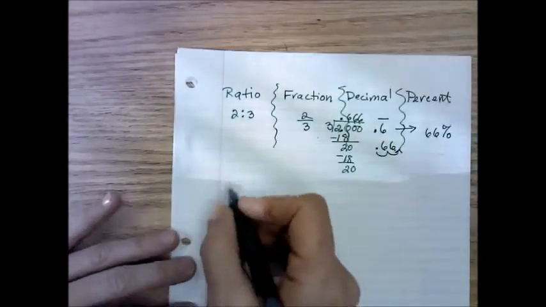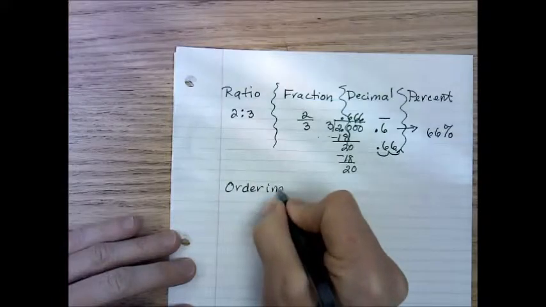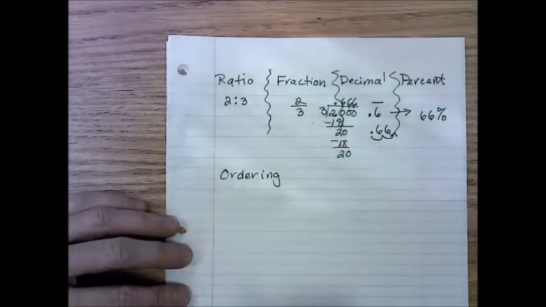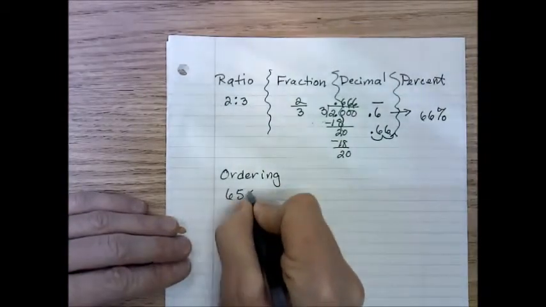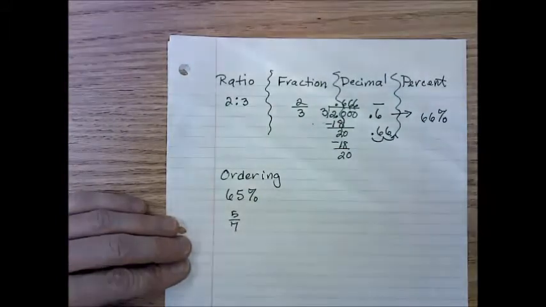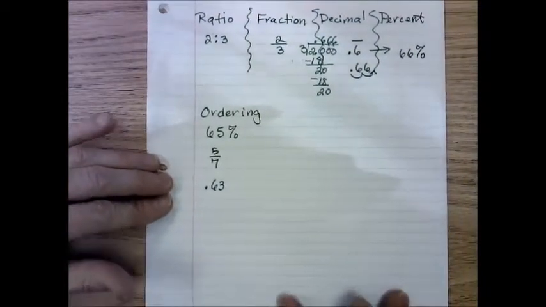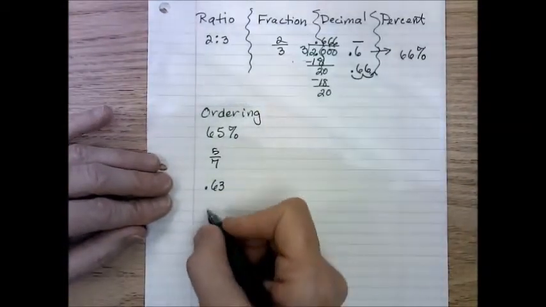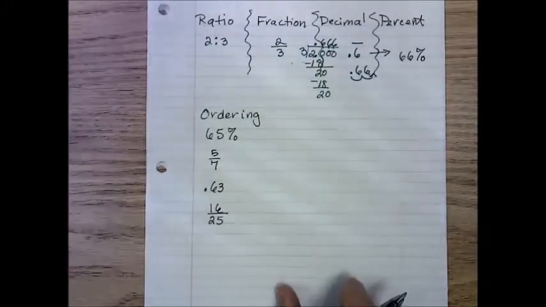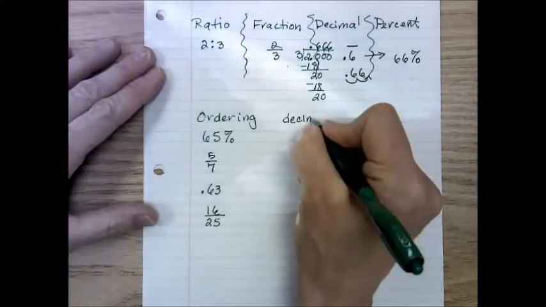All right, the next order of business. Let's practice ordering fractions, decimals, and percents. Let's say we have the following numbers. 65%. Say we have the fraction 5/7, the decimal 0.63, and the fraction 16/25. Well, let's change these first all to decimals.